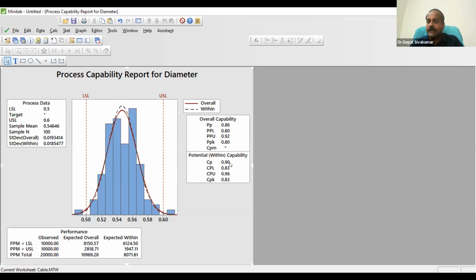Ultimately, you should aim for a Cpk value of more than 1.67. Ultimately, Cpk should be equal to Cp. That is the ideal situation or a better situation. All of you understand? Got it. Now let me change this Minitab mode to slide and then we will go for lunch.